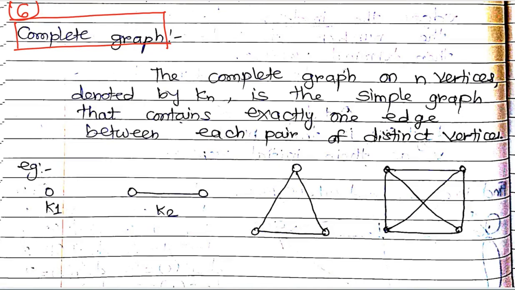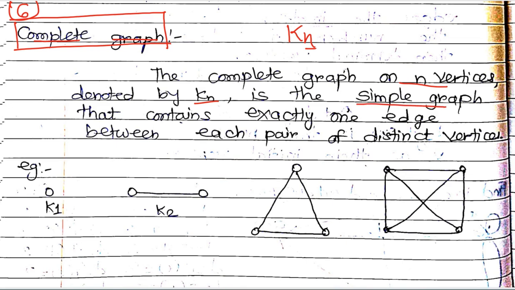Dear students, in this video we are going to talk about the definition of a complete graph. Then we will see about cycles and wheels in a graph. The complete graph on n vertices is denoted by Kn. So wherever you find a complete graph, it is denoted by Kn, a complete graph having n vertices.